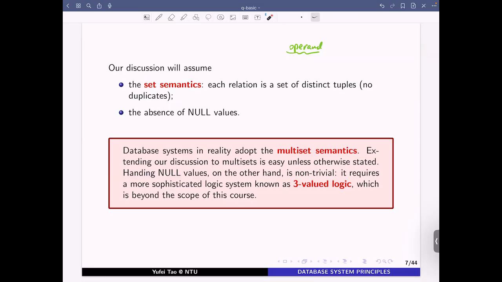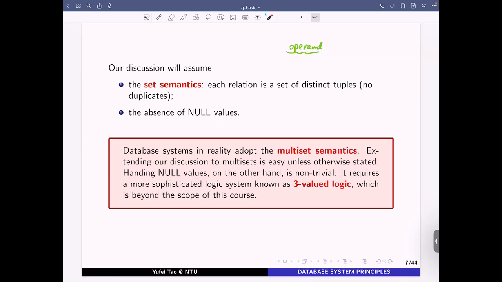In other words, we don't allow two tuples to have duplicates. Okay, sorry, we don't allow duplicate tuples. So that's the first thing we're going to assume. Another assumption we will make is that we don't have null values. Okay, we don't like null values.